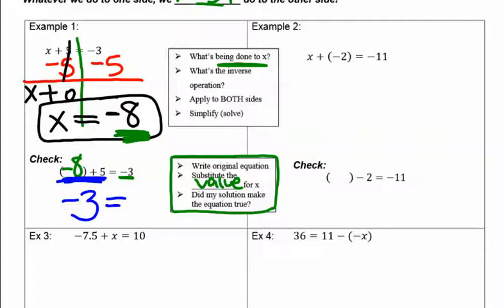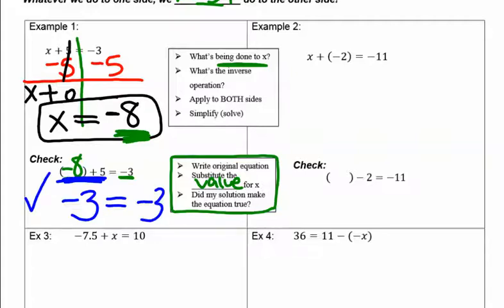I can check if I got the question correct or not. In order to do that, we're going to write the original equation and substitute the value for x. Where I see x, I'm going to plug in my answer using parentheses. So we have x plus 5 equals negative 3. I'm going to plug in negative 8. Then I'm going to use order of operations. Negative 8 plus 5 will give me negative 3. That does equal negative 3. So I got it correct.